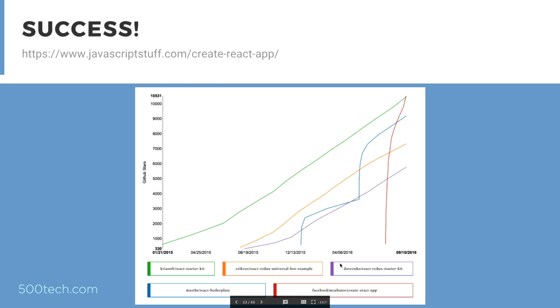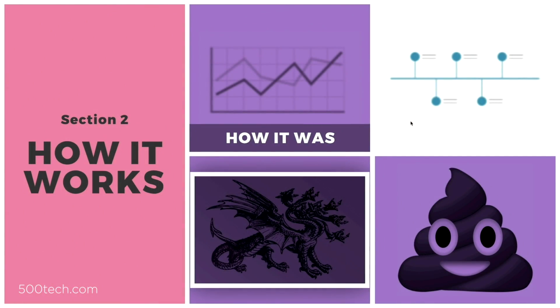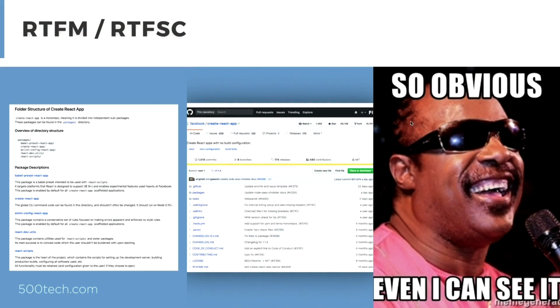So this is the chart of GitHub stars of all the other boilerplates, and then obviously the red line is create-react-app. I'm just going to say CRA from now on, by the way. CRA. So 11,000 stars in the first 3 months, and now it stands at 80,000 stars. So what happened? First of all, I want to make the point again that the developer experience cannot be good enough. So we want to talk a little bit about how it works and dive into the code.